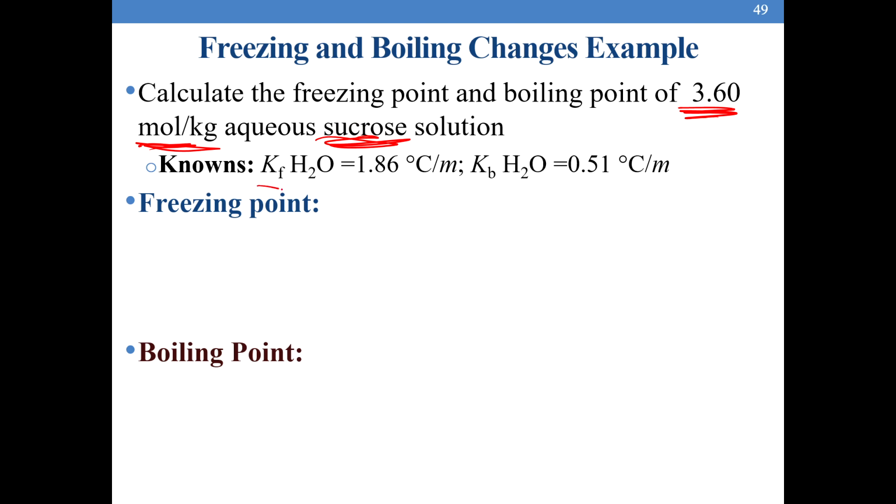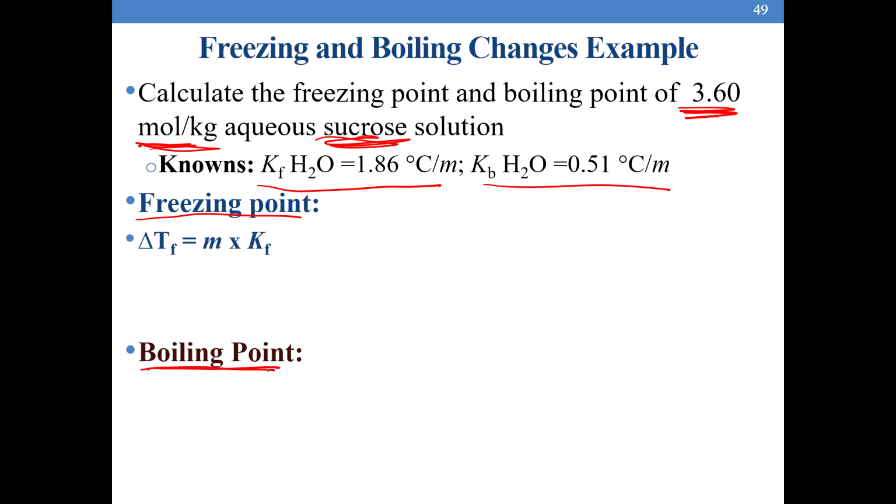So I've got the Kf value I already gave you and the Kb value I already gave you, the normal values that I already showed you in the previous slides. I'm going to show you the math of freezing point versus boiling point. Freezing point depression is what it's called, lowering the freezing point and raising the boiling point. So this sucrose will do the same thing, lower the freezing point and raise the boiling point.